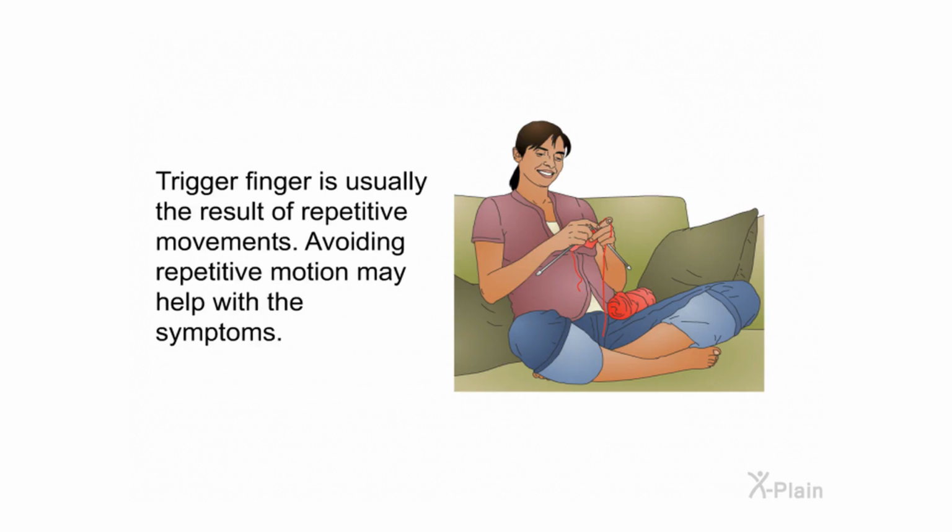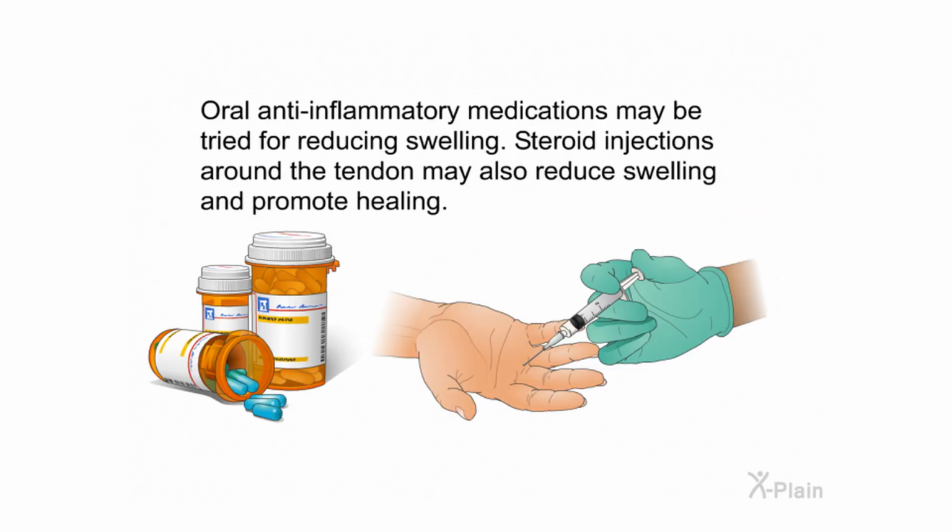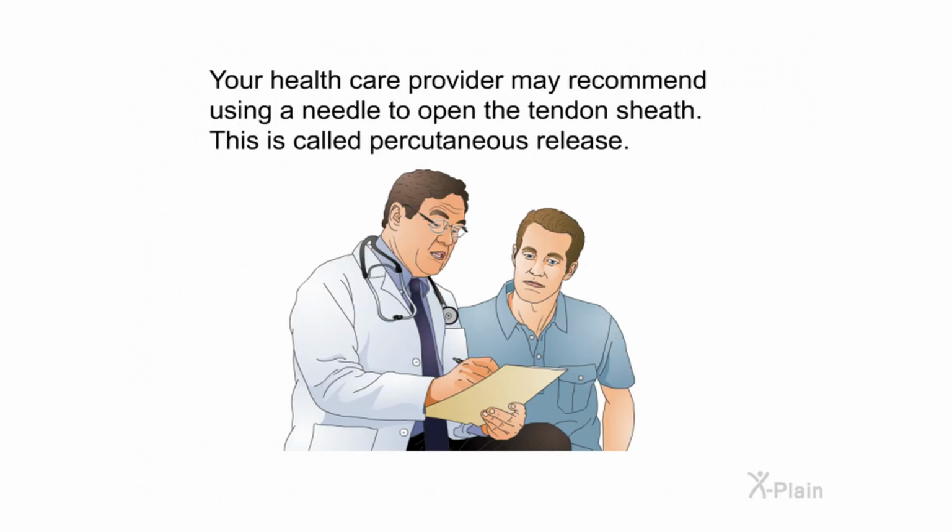Trigger finger is usually the result of repetitive movements. Avoiding repetitive motion may help with the symptoms. Oral anti-inflammatory medications may be tried for reducing swelling. Steroid injections around the tendon may also reduce swelling and promote healing. Your healthcare provider may recommend using a needle to open the tendon sheath. This is called percutaneous release.